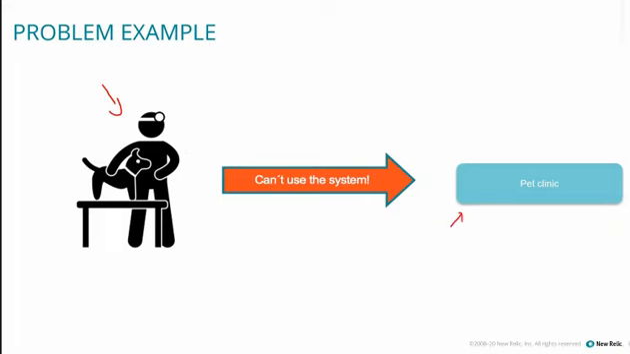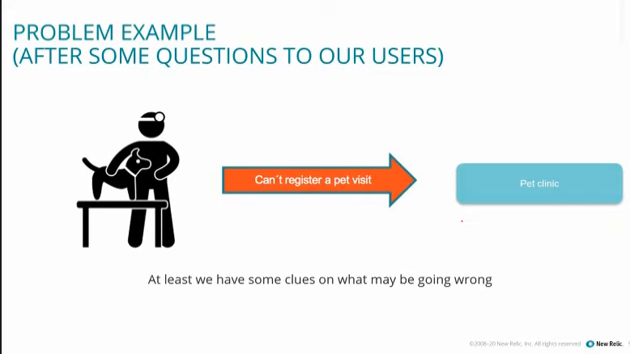right? The generic information. Maybe we can ask some questions to our user, and he can tell, no, it's not everything that stopped. It's just that I can't register a pet visit. Okay, we have some idea what the problem may be, just based on some questions that we ask our user. Okay.